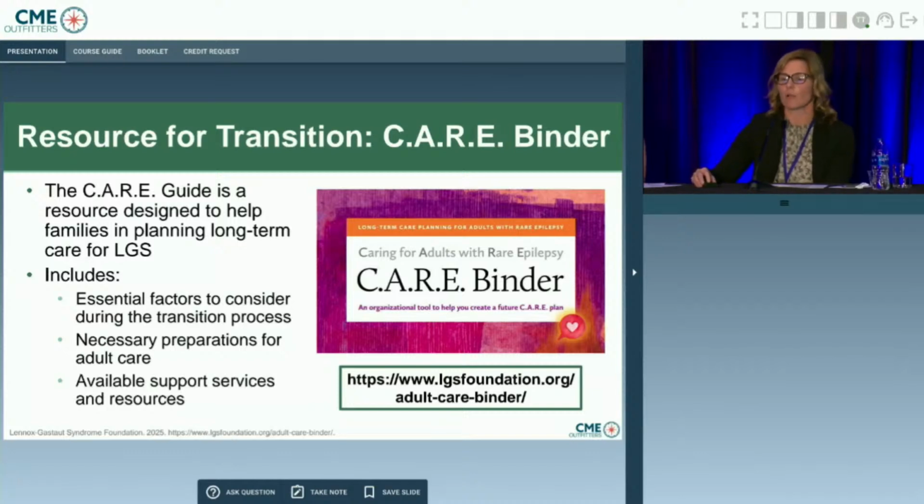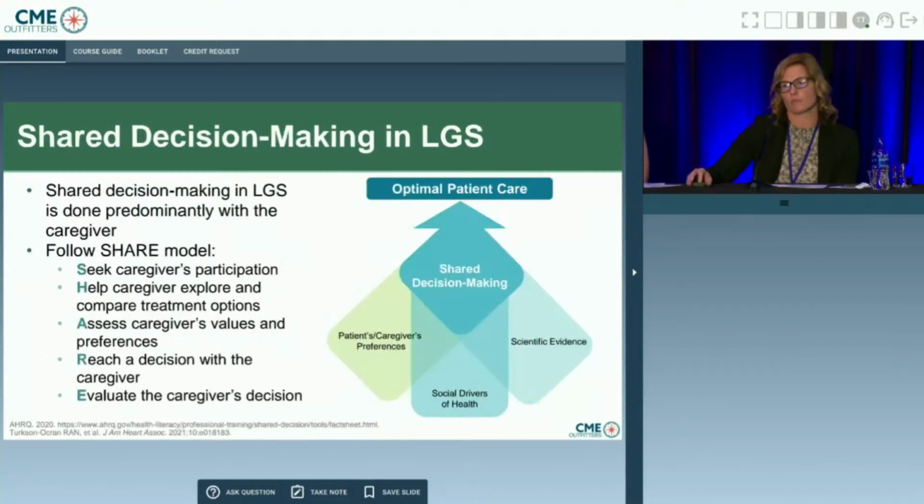There are several different resources out there for transition. This is just an example of one of them that you can find on the LGS Foundation website. This is the Care Guide. It's a resource that's designed to help families in planning for that care, long-term care for patients with Lennox-Gastaut syndrome. And in here, it includes factors to consider during the transition process, necessary preparations for adult care, and other support services and resources.